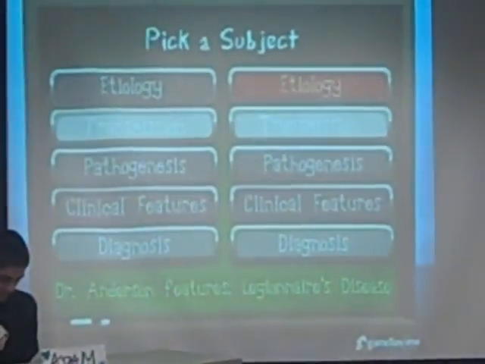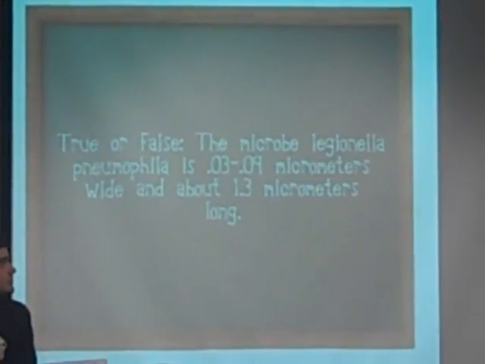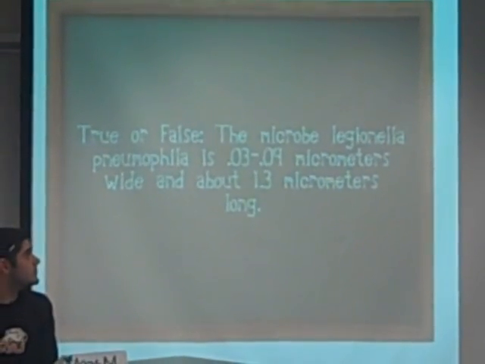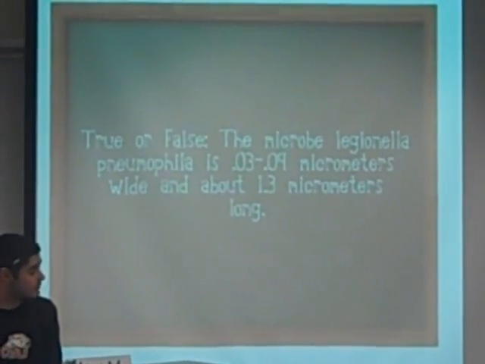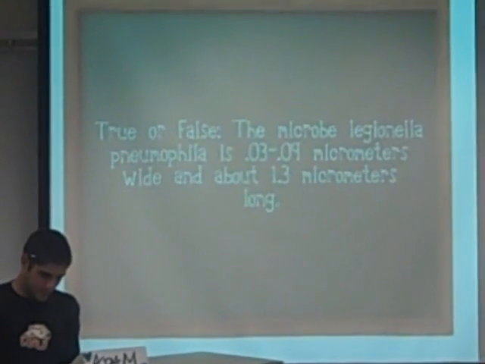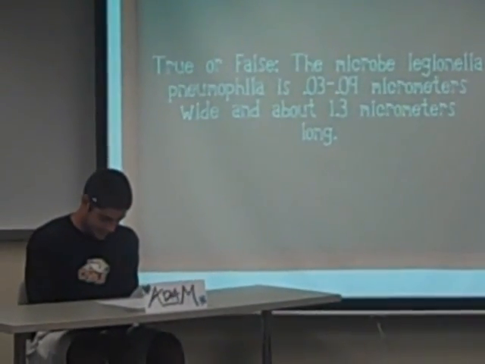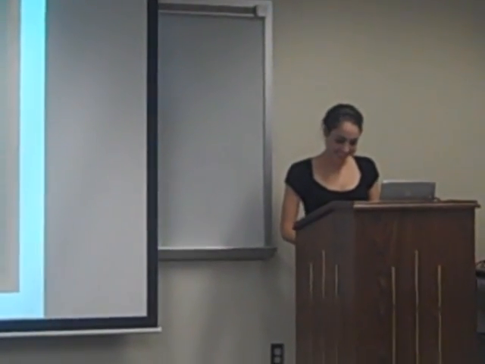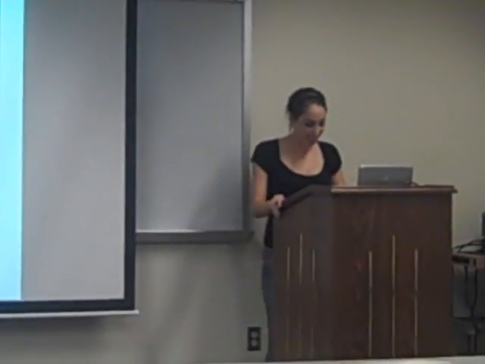All right, Adam, here's your last category. True or false? The microbe Legionella pneumophila is 0.03 to 0.09 micrometers wide and about 1.3 micrometers long. Oh, I don't know. False. Oh, man. I'm so sorry, that is incorrect. The name Legionella pneumophila was derived from the original outbreak at the American Legion Convention in Philadelphia during the 1976 and includes 48 species in over 70 serogroups. Okay, Adam, game's over. You know what this means.